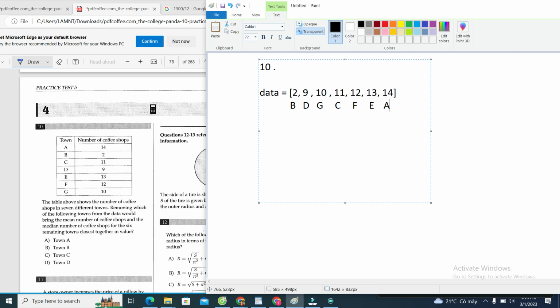Okay, so they ask us which of the following values we remove to bring the mean and the median closest together. So for example, let's take option A. Option A is remove town A. So the data, let's say data prime, after removing town A, which means we are removing number 14, the data is going to be from 2 to 13.